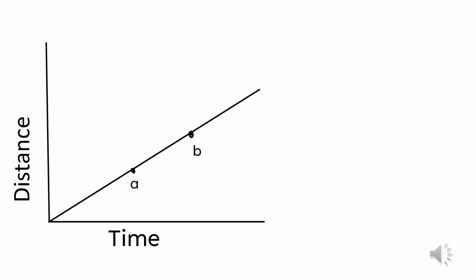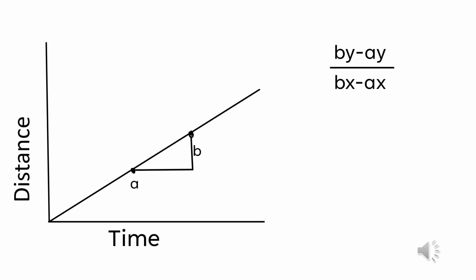Then we find the difference between the x-coordinates and the y-coordinates, so we're subtracting A's x-coordinate from B's, and we do the same here for y. Once we've done this, we then divide them. So if we have distance in miles and time in hours, we end up with miles per hour. Now things get a little bit trickier when the rate of change or slope of the line is constantly changing.